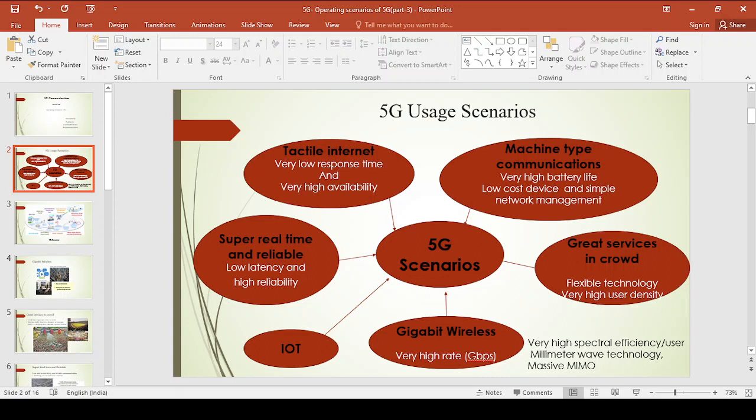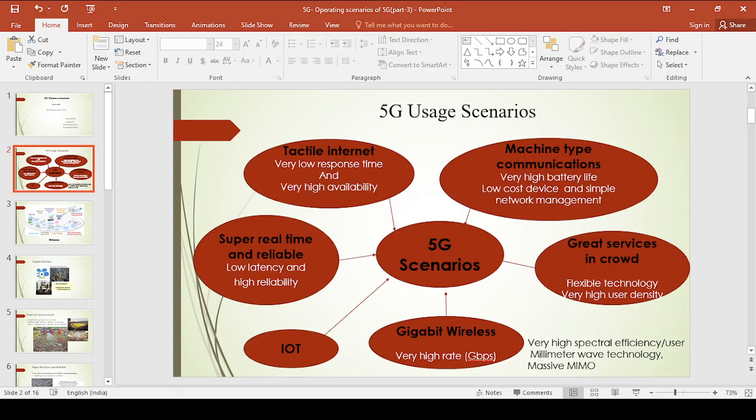Now coming to the Internet of Things, as you already know. That is one more usage scenario of 5G. And next we have super real time and reliable. Now this is one more usage scenario of 5G. Now it has low latency and high reliability. This is one more application scenario that is supported by the 5G fifth generation communication system, providing very low latency and high reliability.